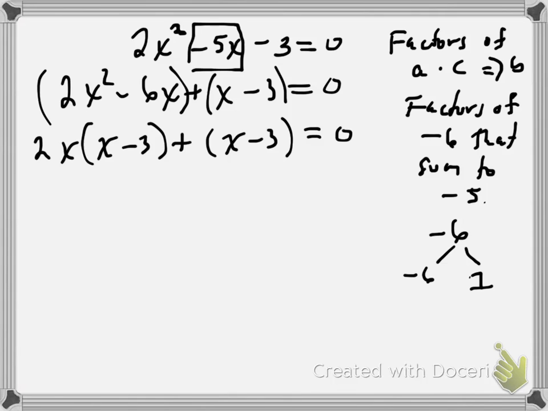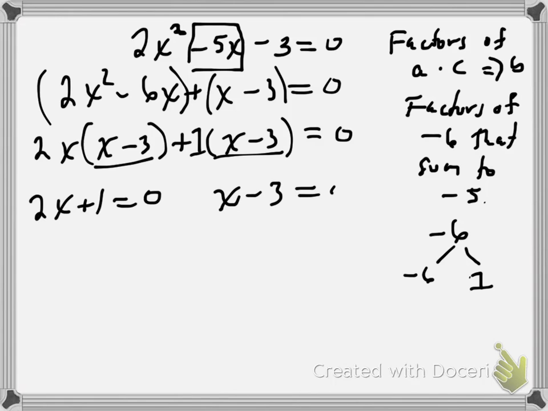Alright, so if you do this right, these things right here match up. And before I go any further, I want to make sure that I include a 1 here. So this is 1 times x minus 3. And that's important because I take the 2x, I take what's out in front, the 2x and the positive 1, and I set that equal to 0, along with the x minus 3 equaling 0. So x is going to equal negative 1/2, and x equals 3 here.